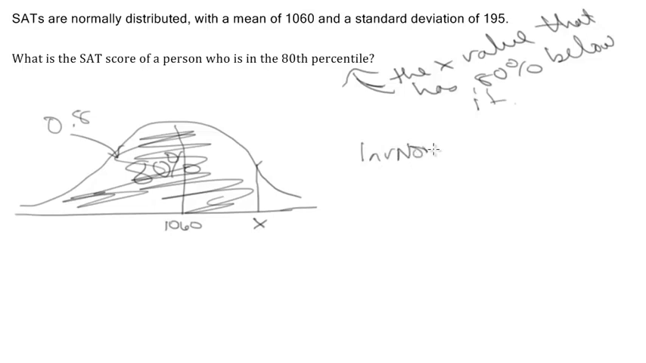So we're going for inverse norm. The area to the left is 0.8. The mean is now 1060, and the standard deviation is 195. And I do have this answer somewhere. The SAT score that's the 80th percentile is 1,225.